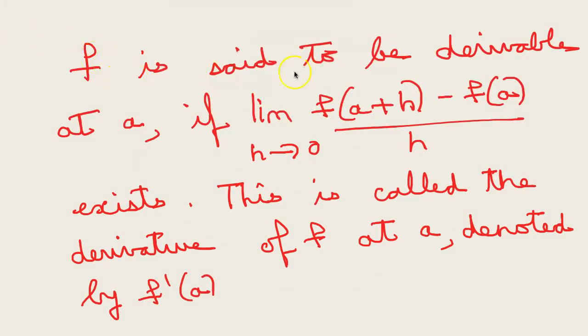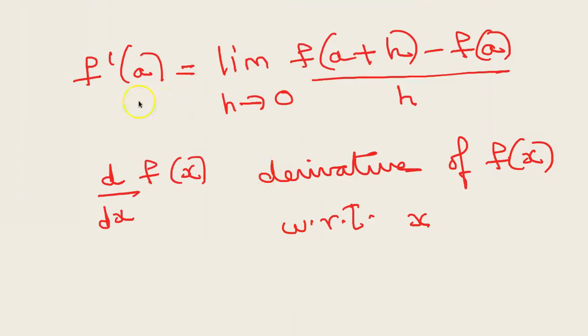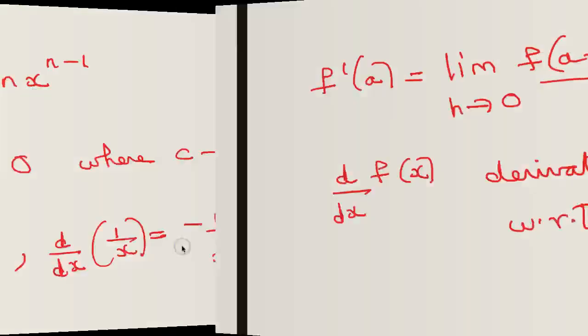So a function f is said to be derivable at a if the limit as h tending to 0 of f of a plus h minus f of a by h exists. And if this limit exists, it is called the derivative of f at a, denoted by f dash a. So f dash a is the limit as h tending to 0 of f of a plus h minus f of a by h. We also denote f dash a by d dx of f of x. So d dx of f of x is the derivative of f with respect to x.